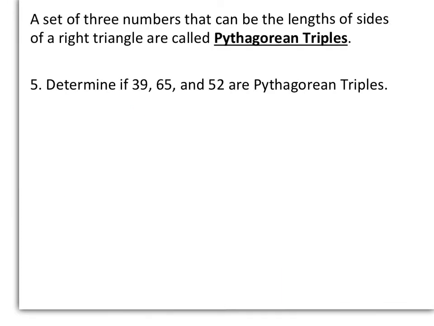A set of 3 numbers that can be the lengths of sides of a right triangle are called Pythagorean triples. So in number 5, we want to determine if 39, 65, and 52 are Pythagorean triples. So in order to be Pythagorean triples, then the Pythagorean theorem would be true. So again, the longest side would have to be our hypotenuse, or C, and then it does not matter which leg is A and which is B. The question is, is 39 squared plus 52 squared equal to 65 squared? So first squaring our numbers.